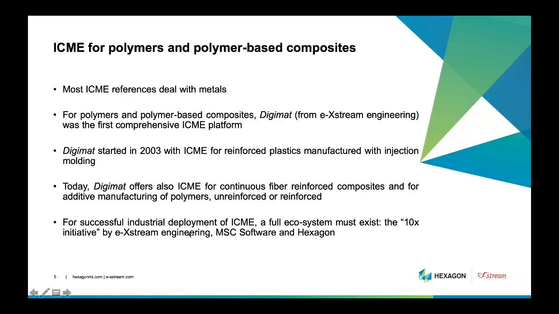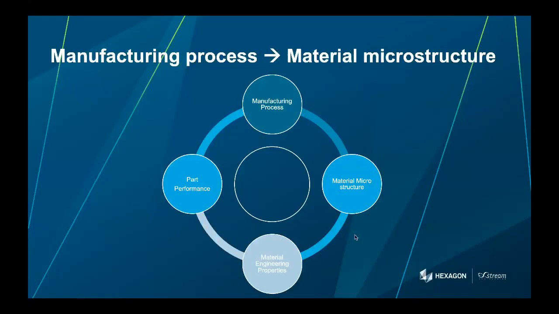And then at the end of my talk, I will present briefly a key component for a successful industrial deployment of ICME. This is something that has been developed by e-Xstream Engineering, MSC Software, and Hexagon, and it is called the 10X initiative. Okay, so as I said, ICME is about linking manufacturing process, material microstructure, material engineering properties, and part performance. So let me talk first about manufacturing process, material microstructure, and most importantly, the link between them.